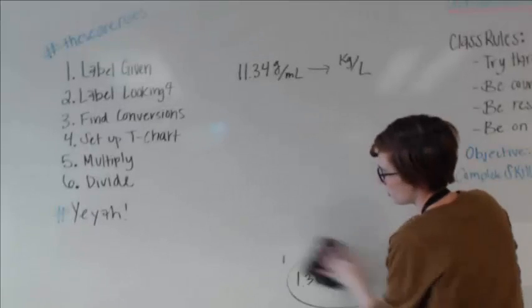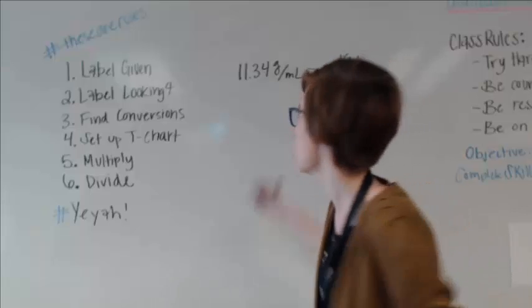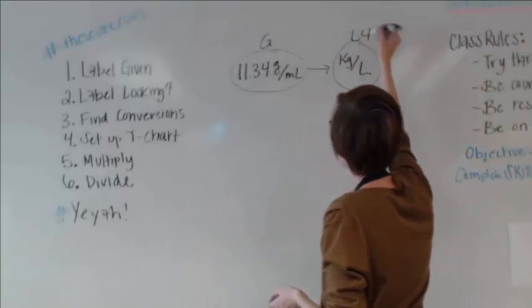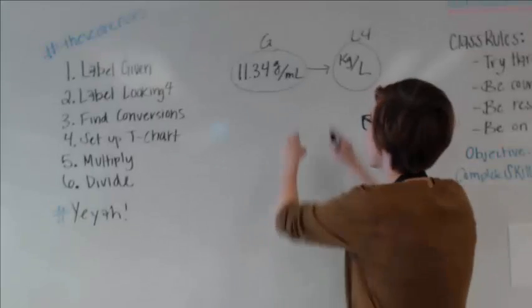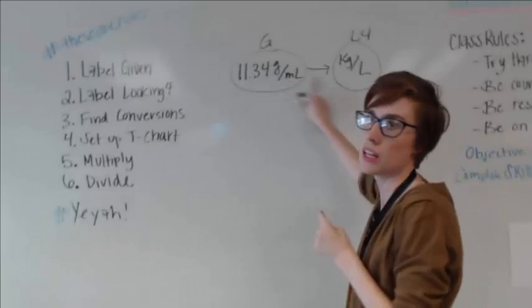Okay, so in this problem, it gives us the density of lead in grams per milliliter. That's our given. They're asking us to convert it into kilograms per liter. That's our looking for. Because we're having to do conversions between grams and kilograms, and we're trying to do a conversion between milliliters and liters.